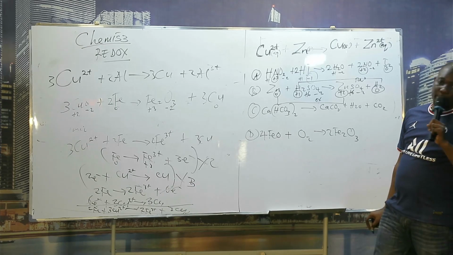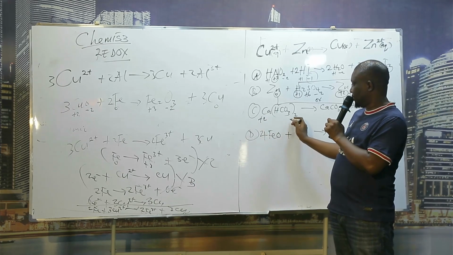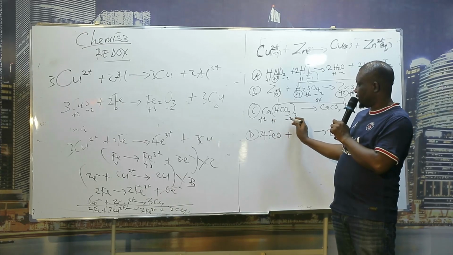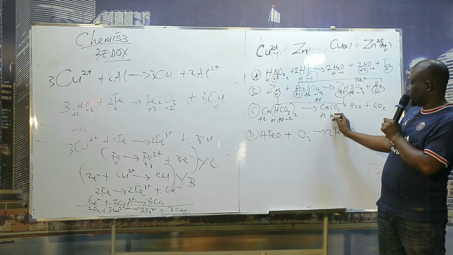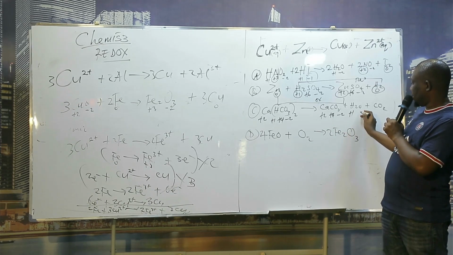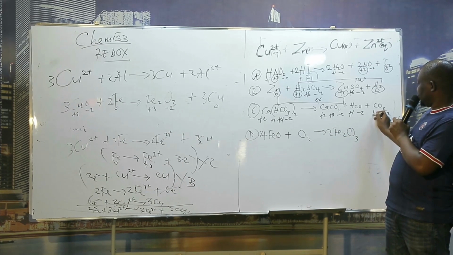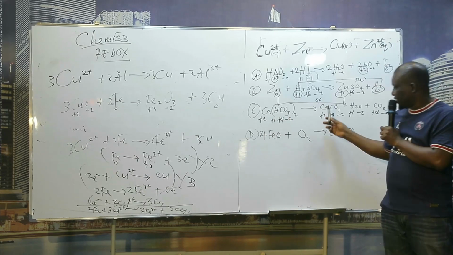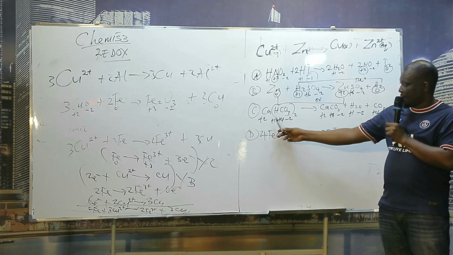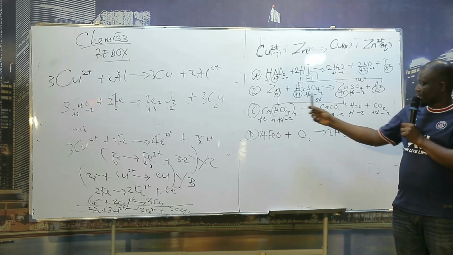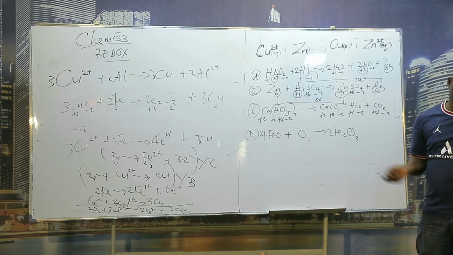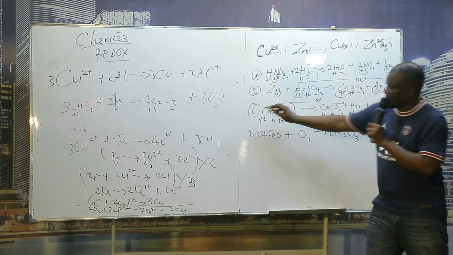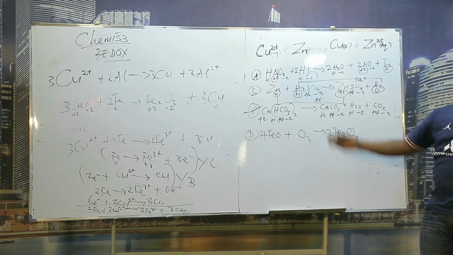Since calcium belongs to group 2, its oxidation state is what? Plus 2, plus 1, minus 2, plus 4, plus 2, minus 2, plus 4, plus 1, minus 2, minus 2, plus 4. Calcium is the same on both sides. Hydrogen is the same. Carbon is the same. Oxygen is the same. There is no increase and what? Decrease. So this is not a redox reaction. So that's the answer.